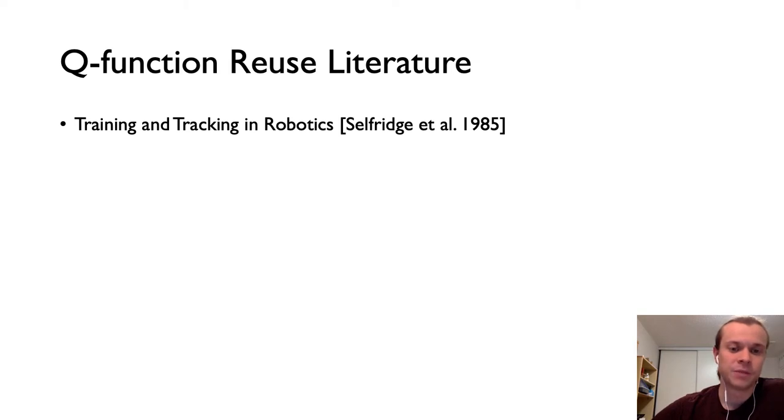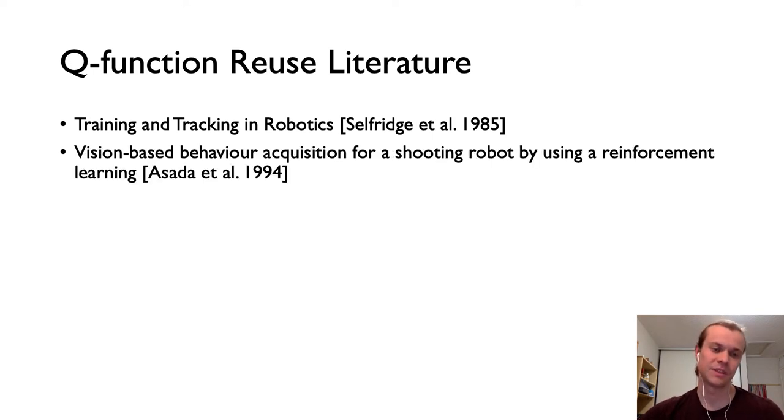I'm going to quickly go over some of the literature on Q function reuse. So maybe some of the oldest results is from 1985 by Selfridge. And here they train a pole balancing task with progressively more challenging tasks where the pole gets longer and longer. And between each of these tasks, they're transferring a value function. Similarly, in this work by Asada in 1994, they're transferring value functions across larger and larger grid worlds.